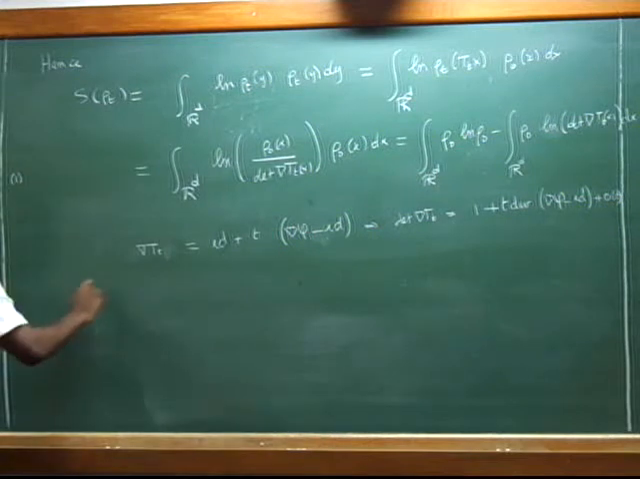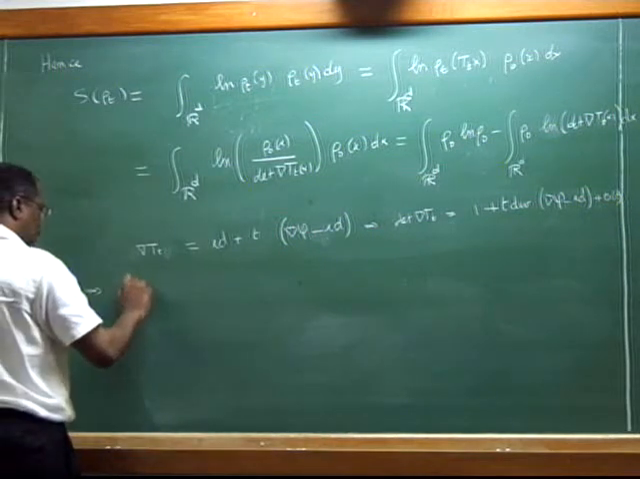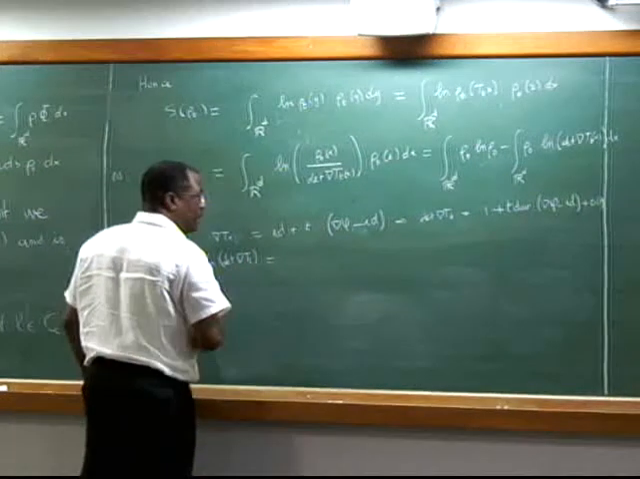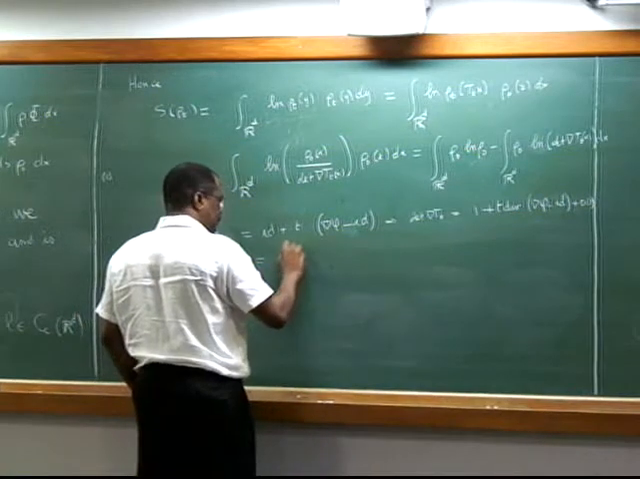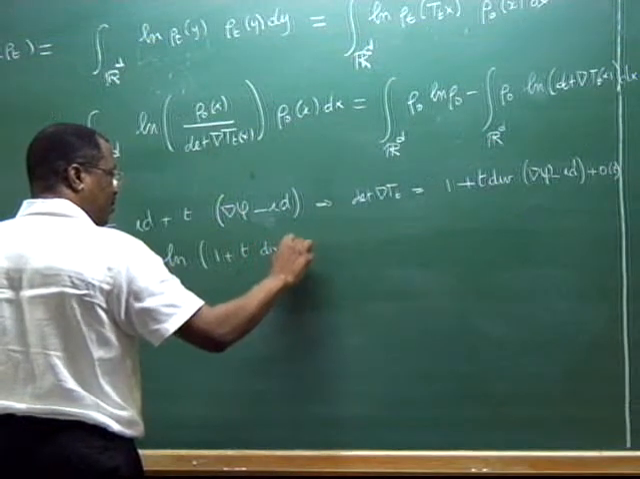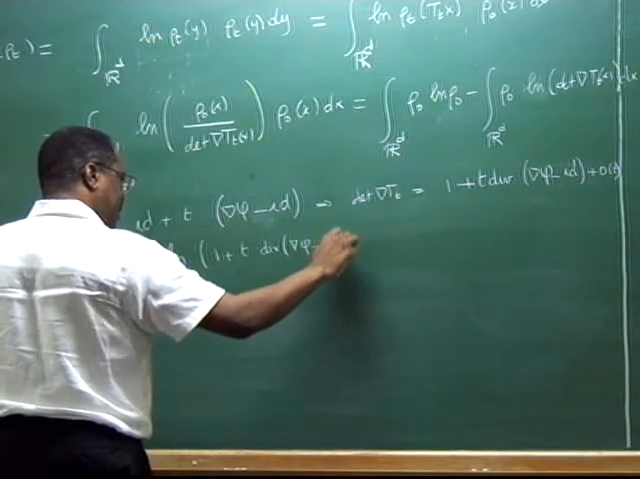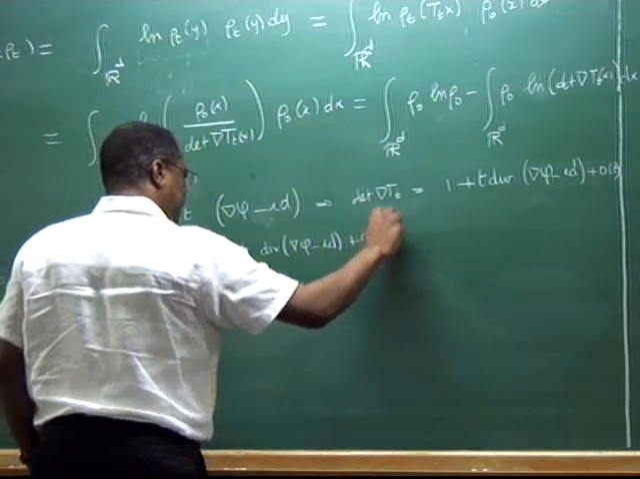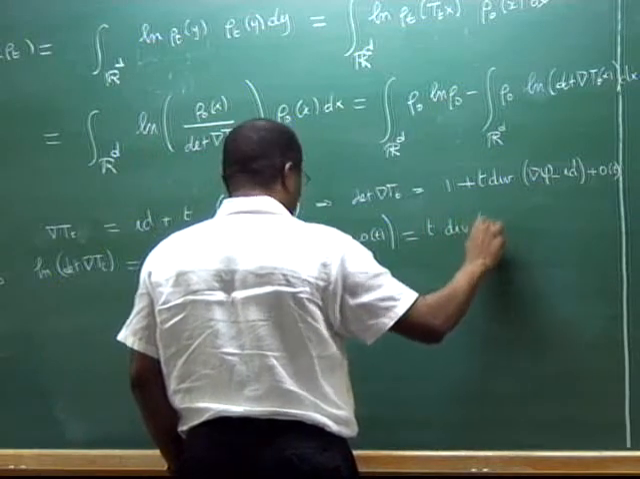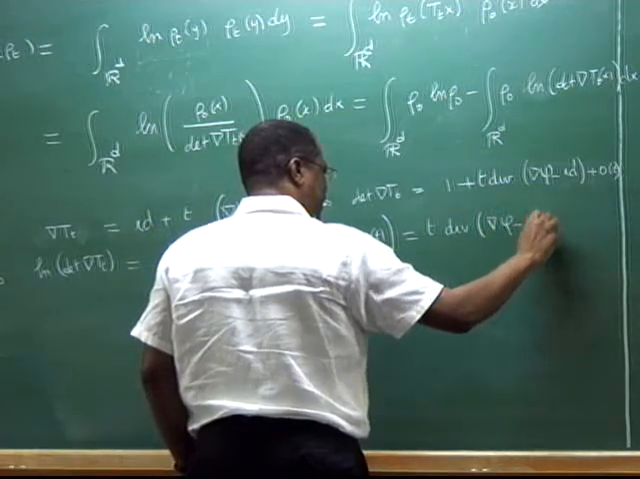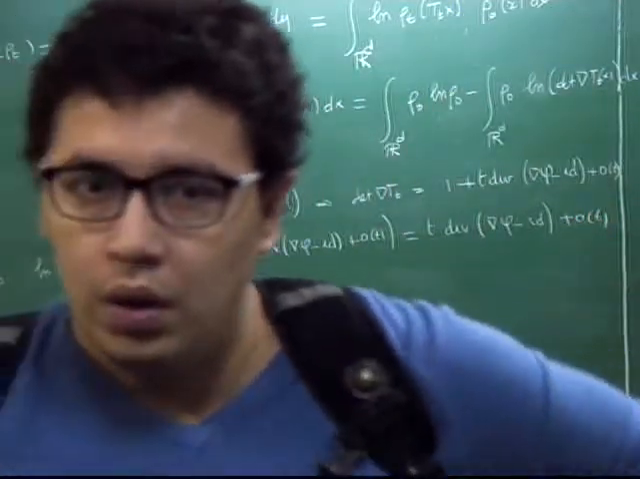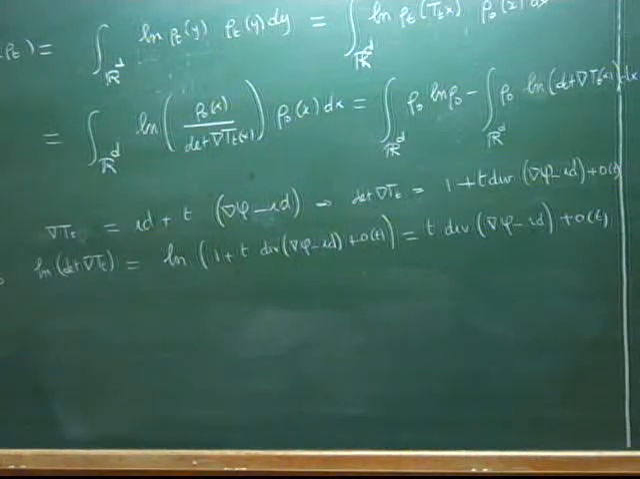Now, if I apply the log to the determinant of the gradient of T_t, it will be the log of 1 plus t times the divergence of gradient of phi minus identity, plus little o of t, and that is t times the divergence of gradient of phi minus identity, plus little o of t. Okay, so I have used the Taylor expansion of the log.